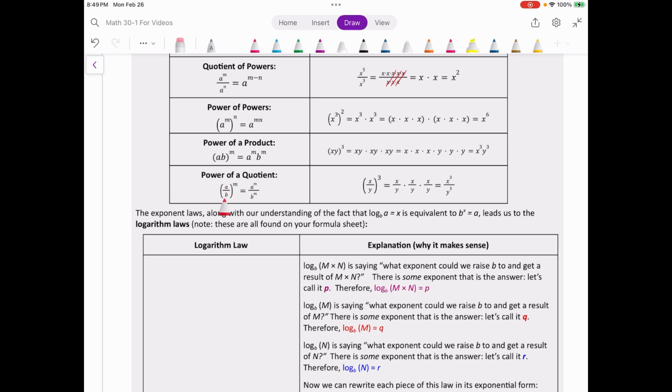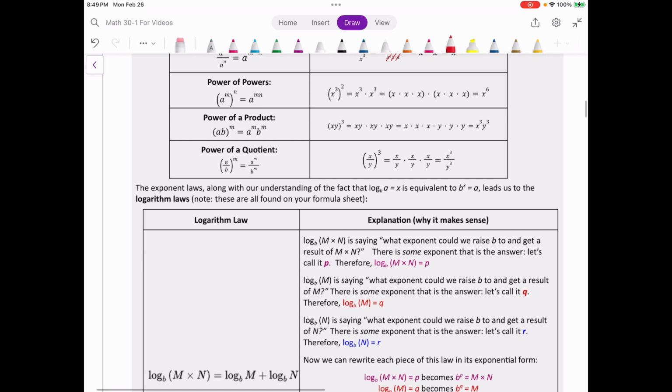So a over b to the m is the same as individually a to the m over b to the m. Again, if we had x over y cubed, that's really just saying x over y times x over y times x over y. X times x in our numerators gives us x cubed. Y times y in our denominators gives us a denominator of y cubed. So sure enough, x over y cubed is the exact same thing as x cubed over y cubed.